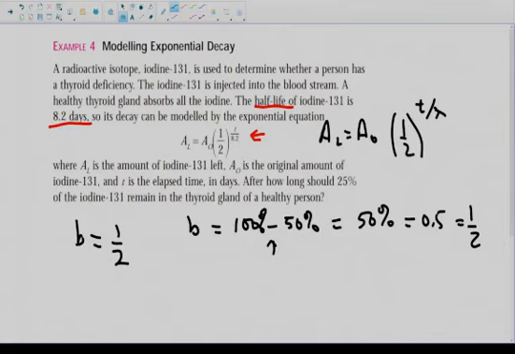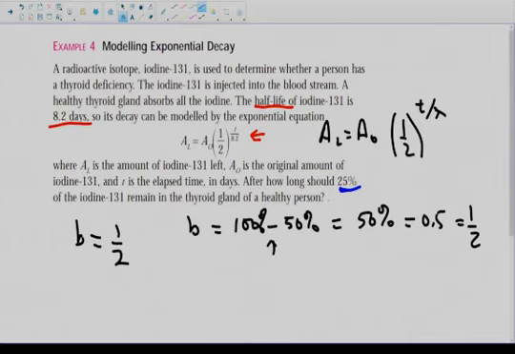So if you will give me 1 minute, I will complete this question, just show you where everything goes. So the question is asking, after how long should 25% of the iodine 131 remain in the thyroid gland of a healthy person? Okay, this question has a little bit of a tricky thing here where it's telling you the quantity that's left over in a percentage. And this question is going to be a bit of a challenge question because of that.